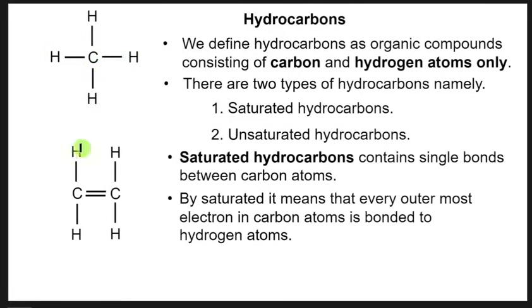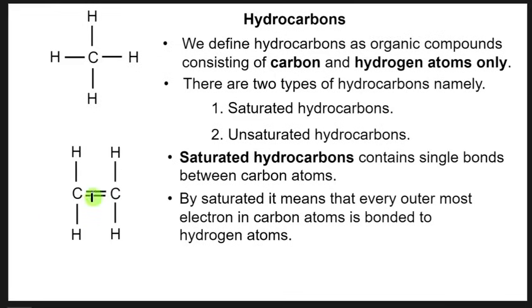But when you check this one here, there is a double bond, which means that not all the valence electrons in, for instance, this carbon have been bonded to hydrogen atoms. Only two here have been bonded, and in this one, only two. But here, all four, one, two, three, four, because carbon here contributed one electron to each hydrogen. So all the electrons in carbon are bonded to hydrogen.